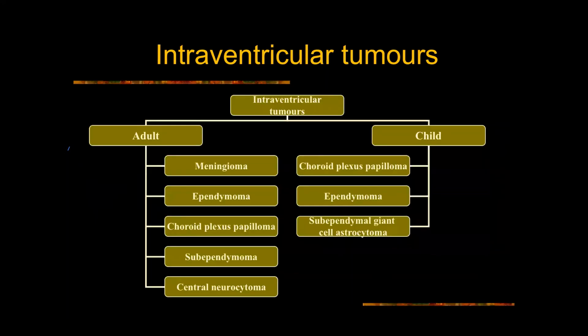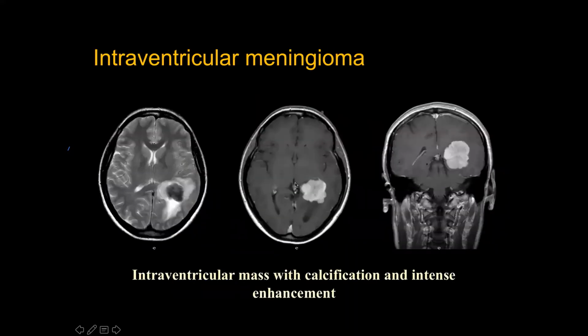Okay, let's park this aside. Let's go to intraventricular tumors, the next subgroup. In adults and in children, the differential diagnosis is different. We've done this. So let's go through meningioma. Meningiomas are commonly in the fourth ventricle. They can be calcified, they can be dark on T2, they enhance homogeneously. So if you take this lesion and park it in the convexity dura, it looks exactly the same. It's just that this lesion is in the ventricle.